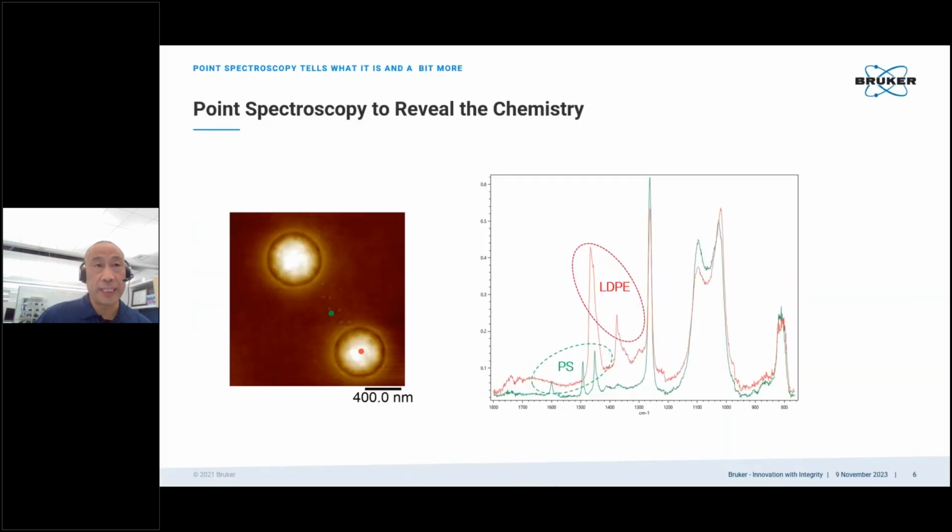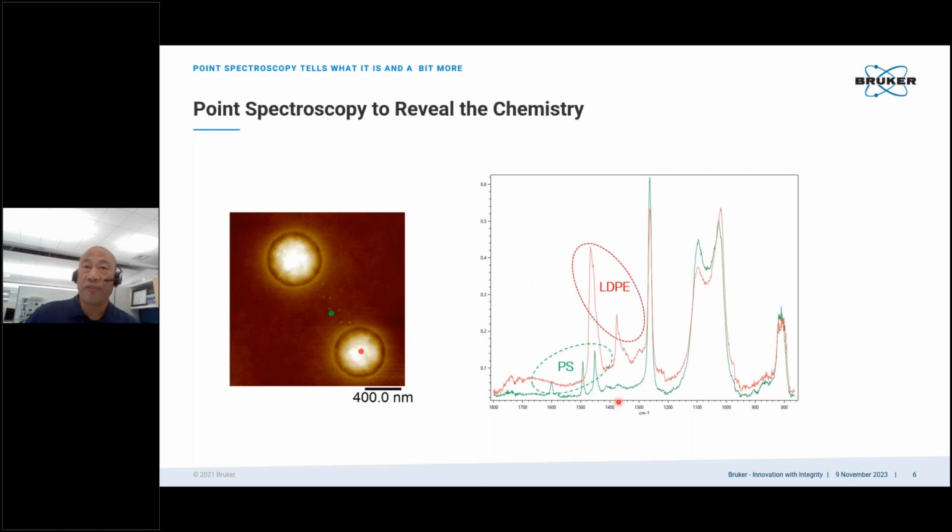As usual, if we take an AFM image, on the left you see the round circular domains and the matrix. Now for IR, one of the modes is we can just go to one XY location of the sample, for example here, and take a spectrum. That's point spectroscopy. And if we go to the round domain, we can take a spectrum there. So this is one mode, point spectroscopy.